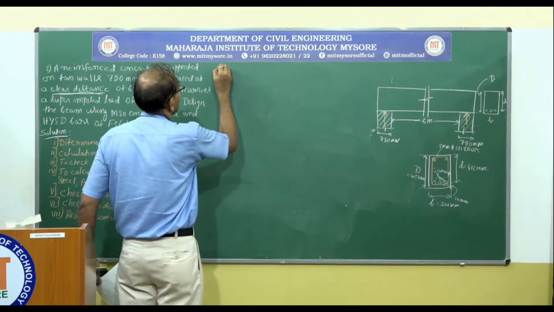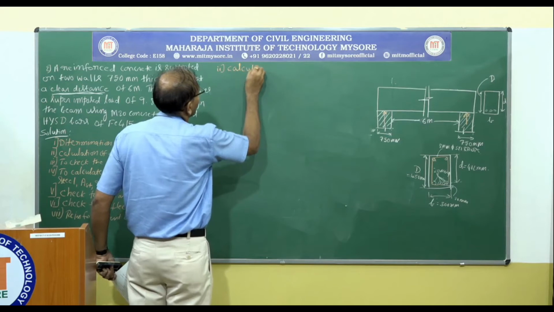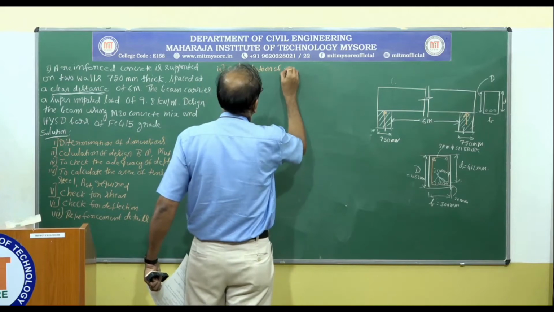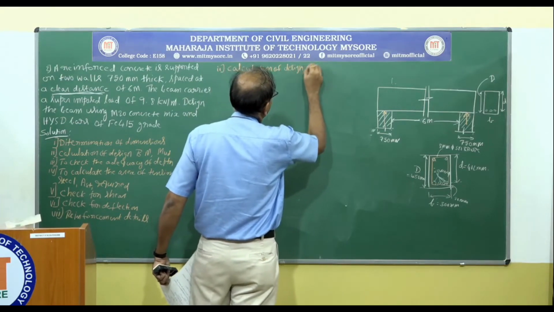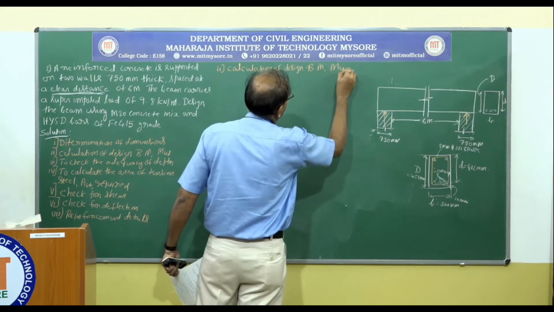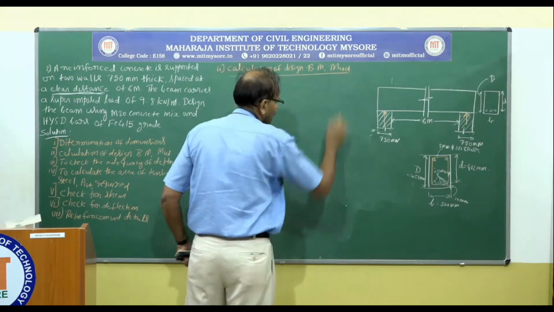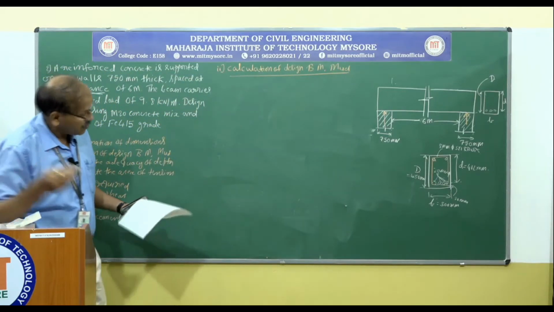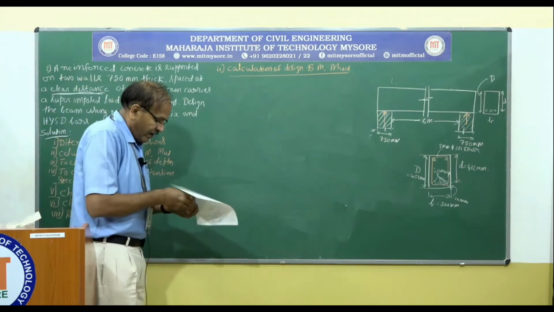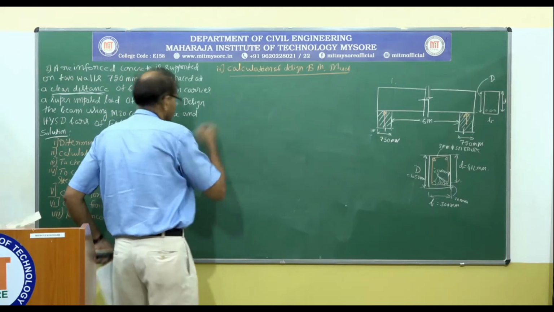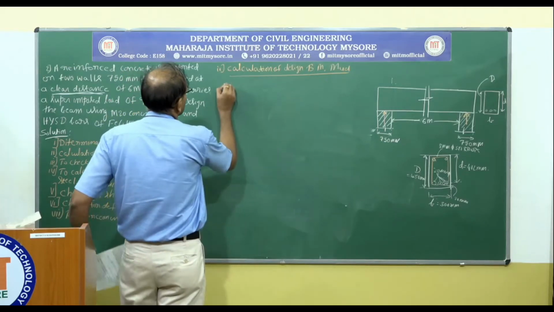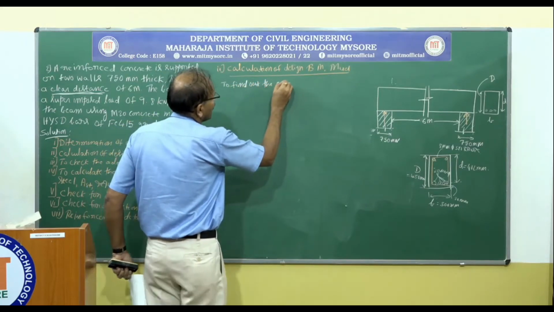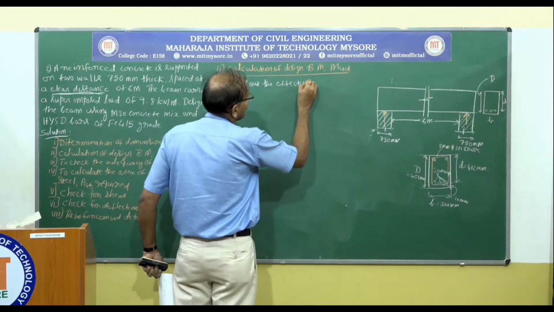Next is calculation of design bending moment Mu. Under that, the first step is the calculation of the load, to find out the effective span. That is the first step. The effective span.